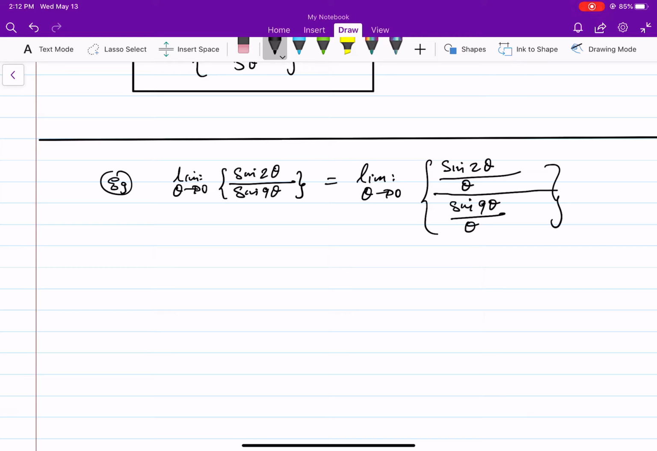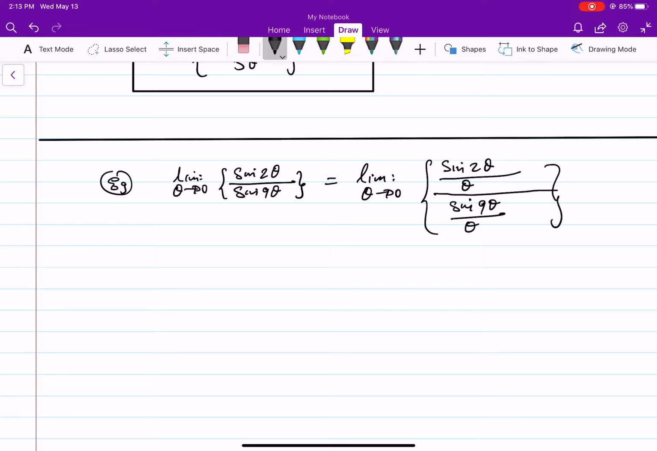And then I'm going to use one of the laws of limits that says the limit of a quotient is the quotient of the limits. So the limit of a quotient is the quotient of the limits. That's right. In other words, limits distribute over division. That's the short way to say that. So I'll now rewrite this.